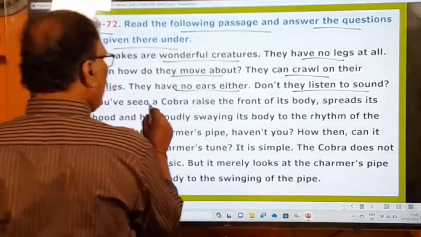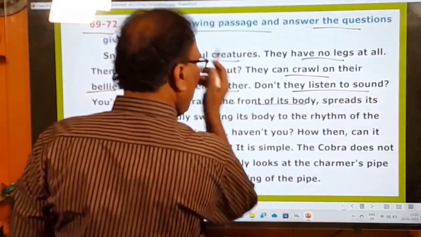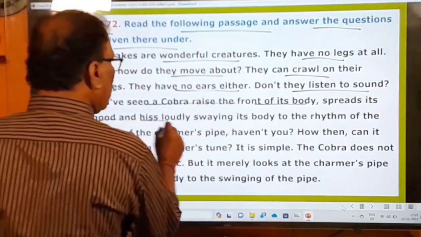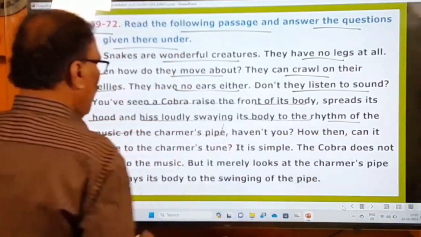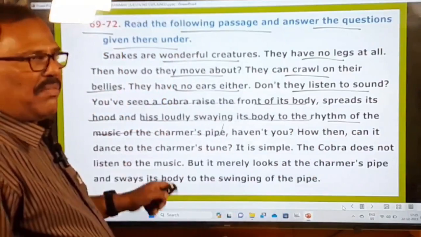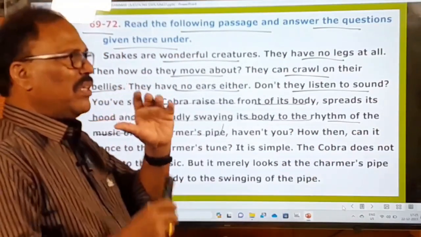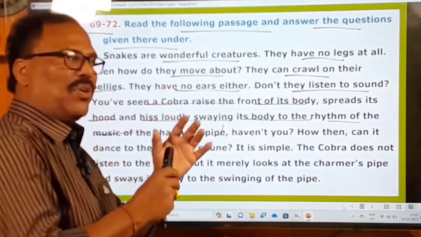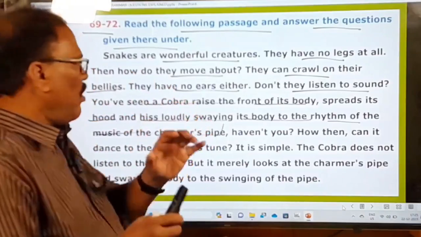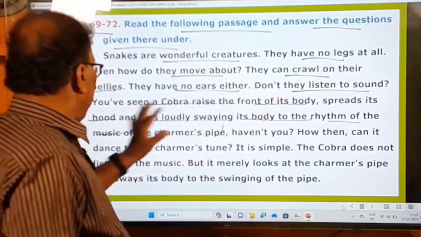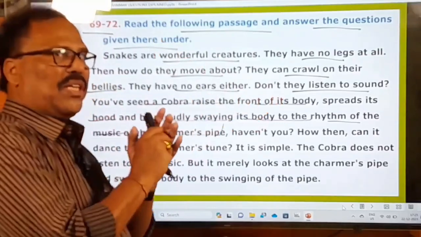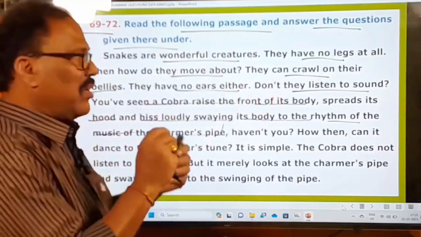You have seen a cobra raise the front of its body, spread its hood, hiss loudly, swaying its body to the rhythm of the music of the charmer's pipe. You must have seen a snake charmer. And when he is blowing that pipe, what happens? It will be swaying its body. It will raise the front of its body, spread its hood, and be hissing and swaying loudly. Like that.